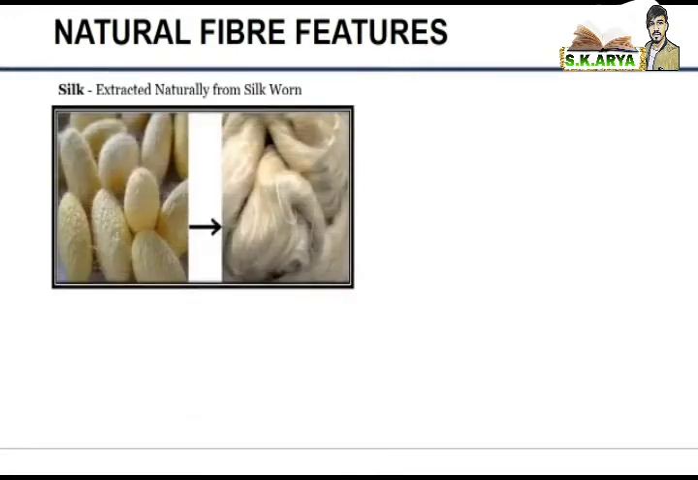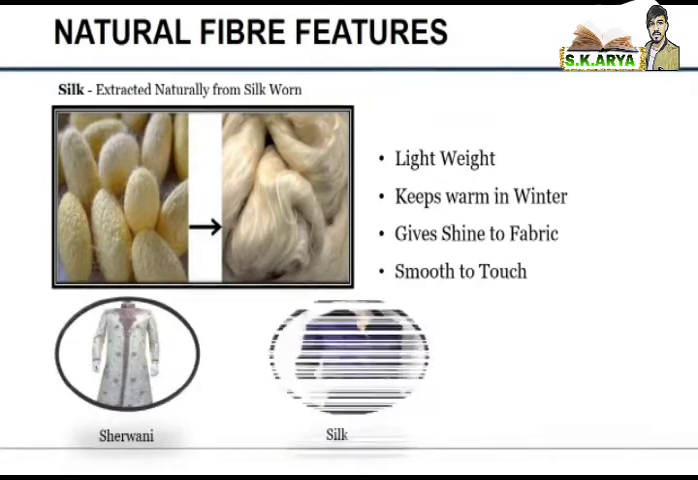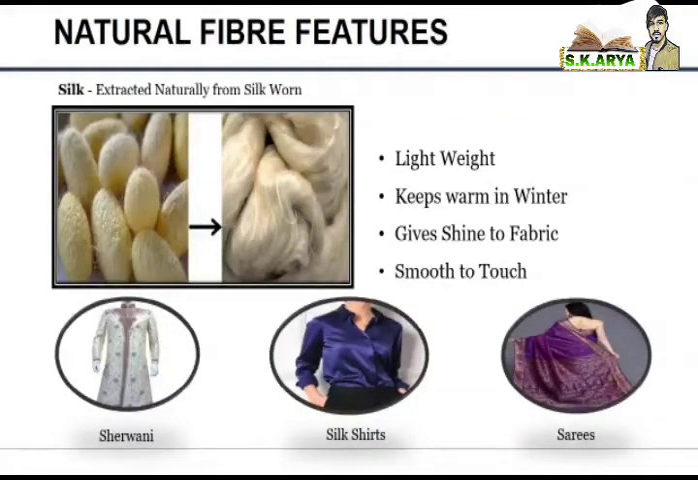The next natural fiber is considered to be one of the most expensive fibers, silk. Silk is produced from a cocoon covering by the silkworm. Since silk is lightweight, keeps warm in winter, gives shine to fabric, and is smooth to touch, it is used in the production of sherwanis, silk shirts, saris, blouses, kameez, suits, and pajamas.